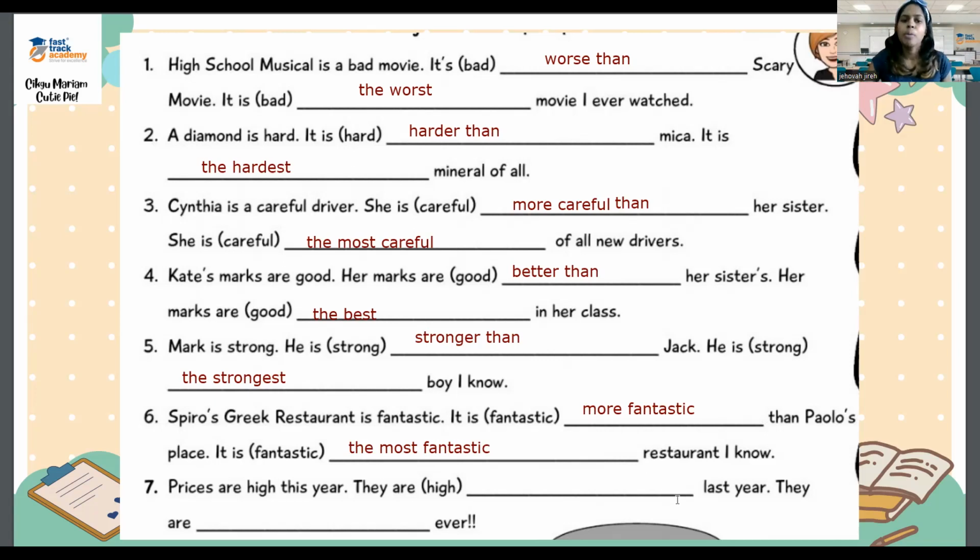Right. The last one. Prices are high this year. They are higher than last year. You are comparing this year to last year, so you have to add er and the word than. Then you're comparing it to the prices of all the years. How do you say? They are the highest. And you don't have to use the word than. Now, do you get the entire thing?